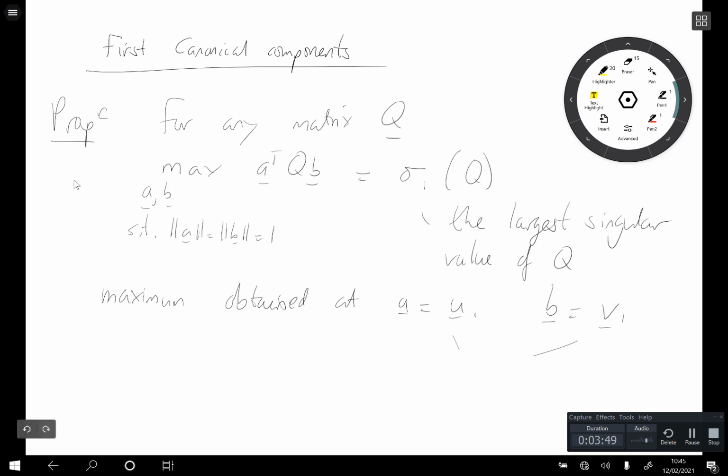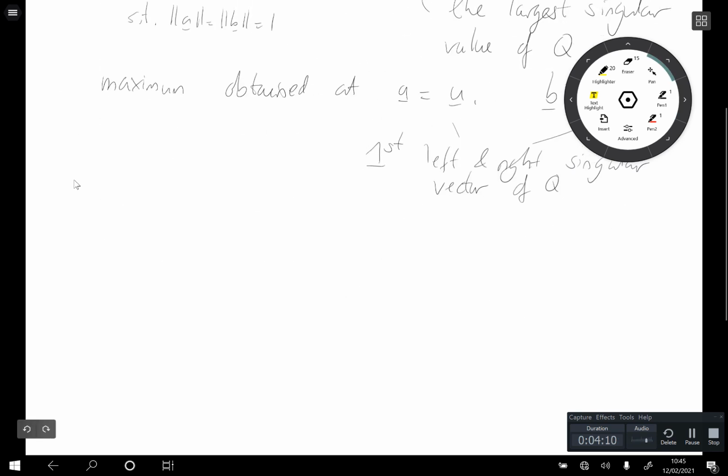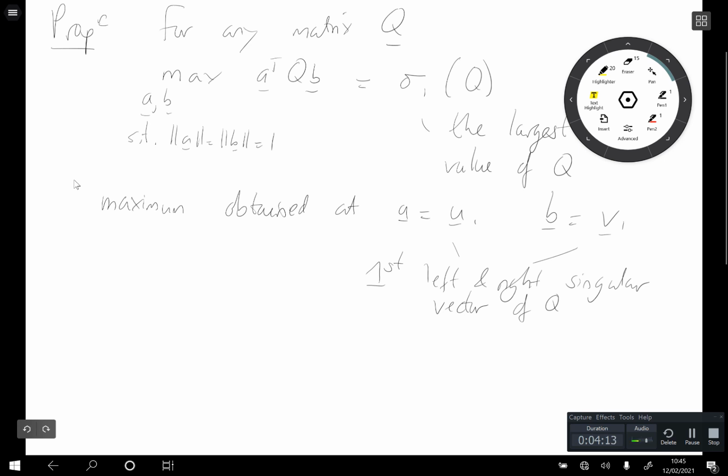Okay. So this is the left and right singular vector of Q. Let's say it's the first, so the one corresponding to sigma 1, the largest singular value. This is what we want to prove: that for any matrix Q, to maximize a quadratic form like this, we do so by setting A equal to the first left singular vector, B equal to the first right singular vector, and the answer we get is the largest singular value of Q.